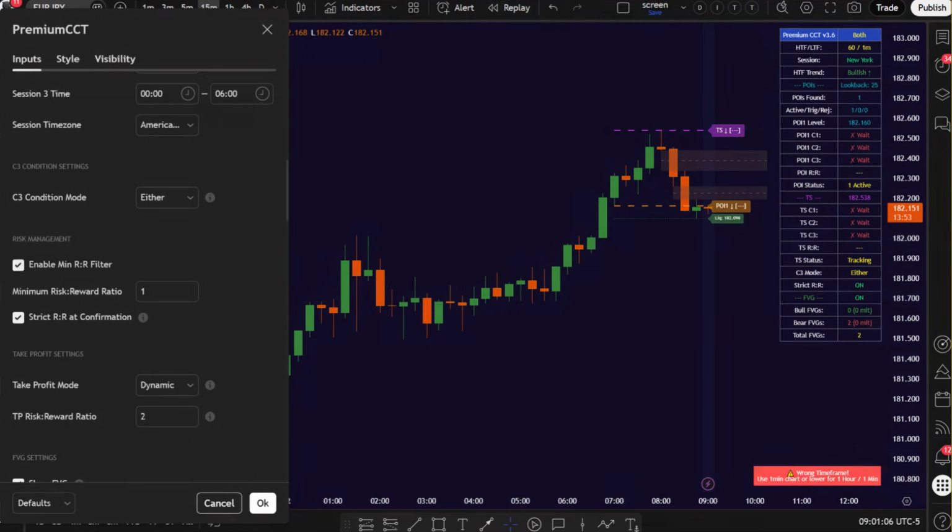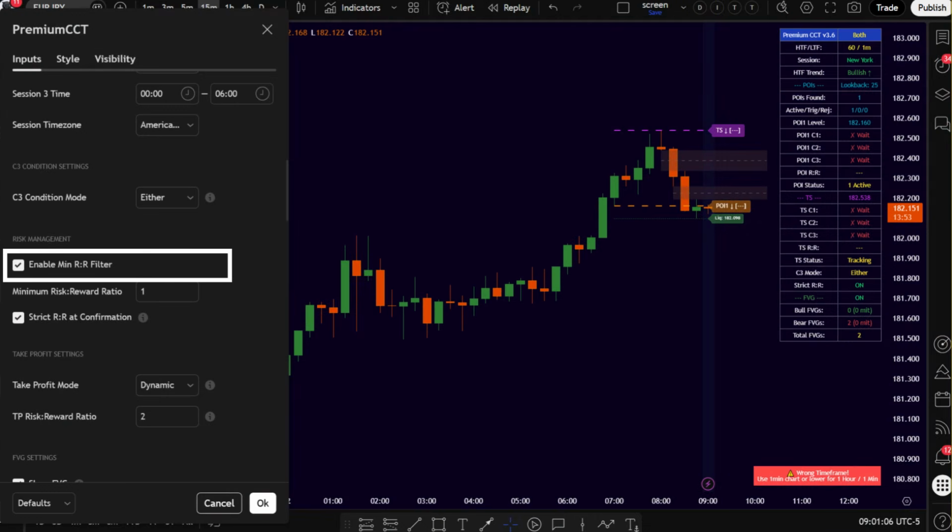Fixed RRTP is the alternative mode. Here, take profit is calculated as entry price plus risk times your ratio. The default ratio is 2.0, meaning your reward is twice your risk. You can adjust this ratio from 0.1 all the way up to any value you want. For example, if your risk is 10 pips, a ratio of 2.0 means your take profit is 20 pips away from entry. Now let's talk about the risk-reward filter. When you enable minimum risk-reward filter, you set a threshold that entries must meet. The default minimum is 2-to-1, meaning you need at least twice the reward compared to your risk. This filters out entries that don't meet your requirements.